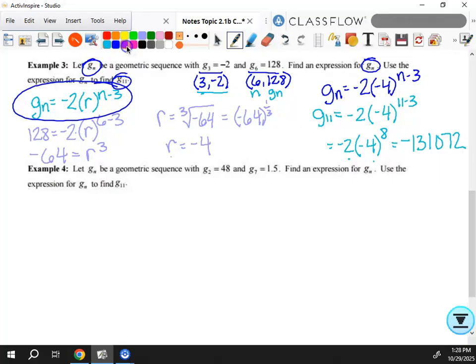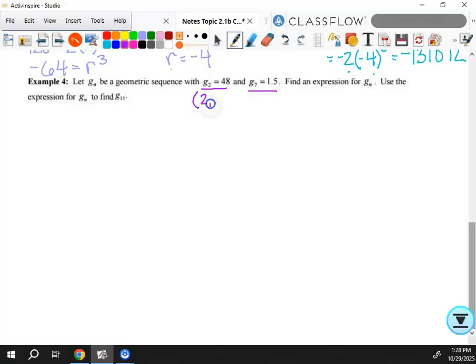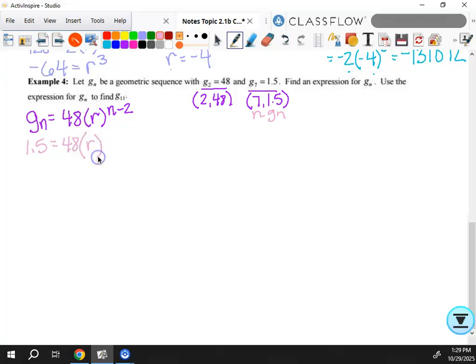So let's do another one. Here are my 2 points. So I'm going to write them out as (2, 48) and (7, 1.5). And then go ahead and write your first G sub n. I would do 48 times r to the n minus 2. Do y'all agree with that? Yes? Okay. So then I'm going to make this n and G sub n. So this will give me 1.5 equals 48 times r to the 7 minus 2 power.